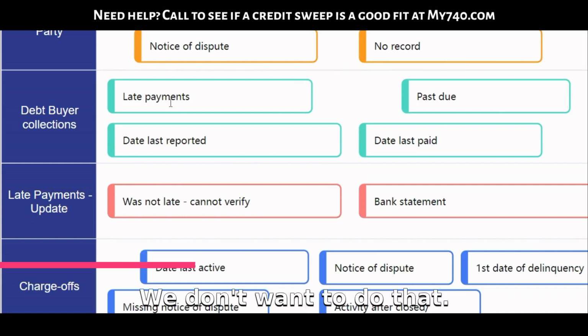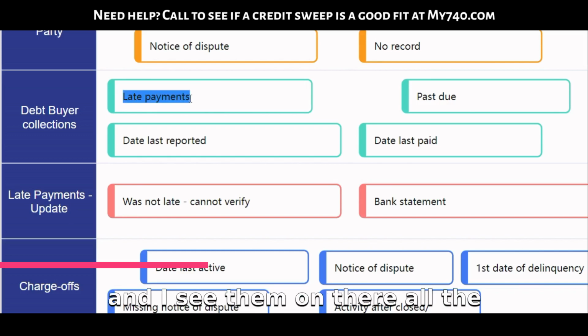Sue me. We don't want to do that. That's another reason we most of the time don't dispute directly with the creditor, okay? We are disputing with the bureaus only, and hello, a debt buyer collection is still a collection. There should be no late payments on there, and I see them on there all the time.